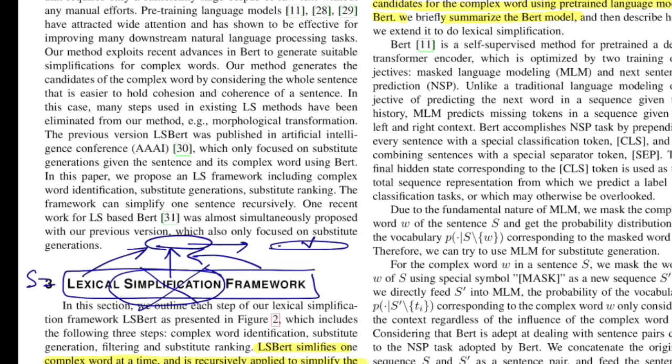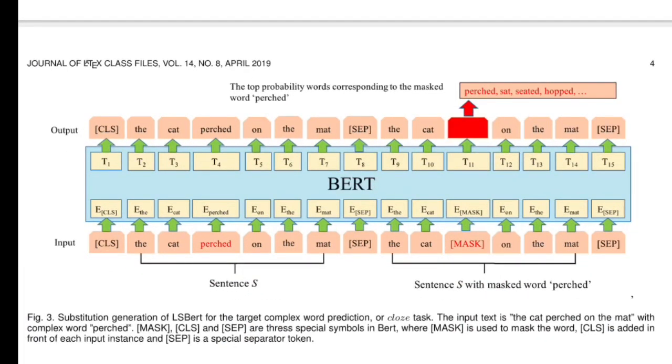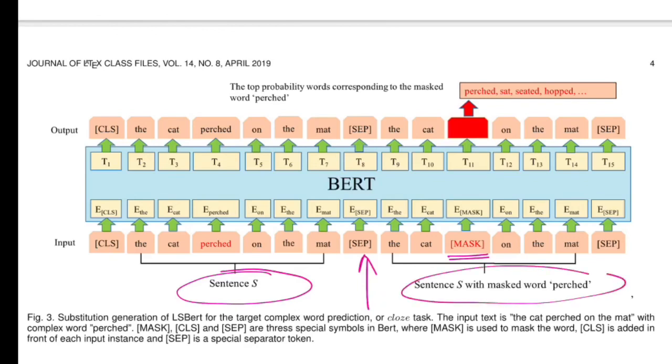Okay, moving forward. Coming to this diagram, here we can see the exact working of the substitution generation model. So you input the original sentence S, which was the cat preached on the mat, and then you put a separator token. And since preached was identified as a complex word by our complex word identification model, we put a mask at that position and append that sentence, after which we have put a separation token. So now to a BERT model, we have two sentences.